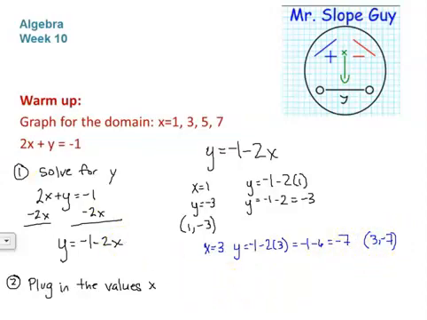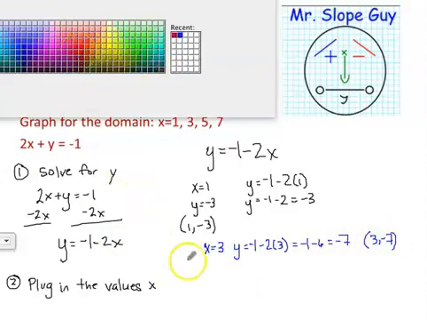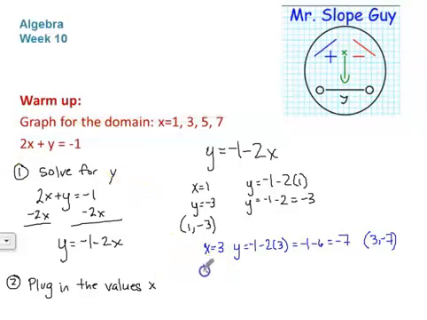Next, let's change colors again. Let's do x equals 5. Y equals negative 1 minus 2, and instead of an x, we're going to have 5. We're getting really small numbers here. So we would have negative 1 minus 10, which gives us negative 11. So my next point that I'm going to plot would be (5, -11).